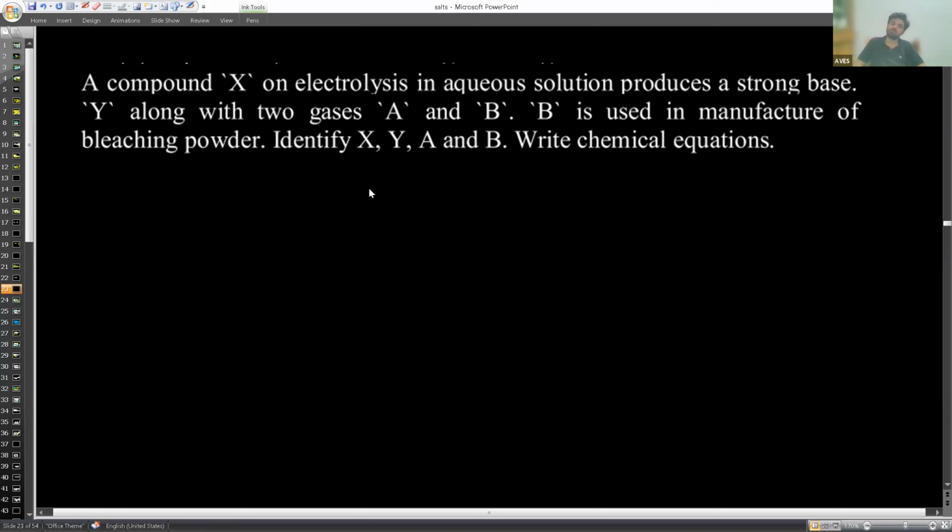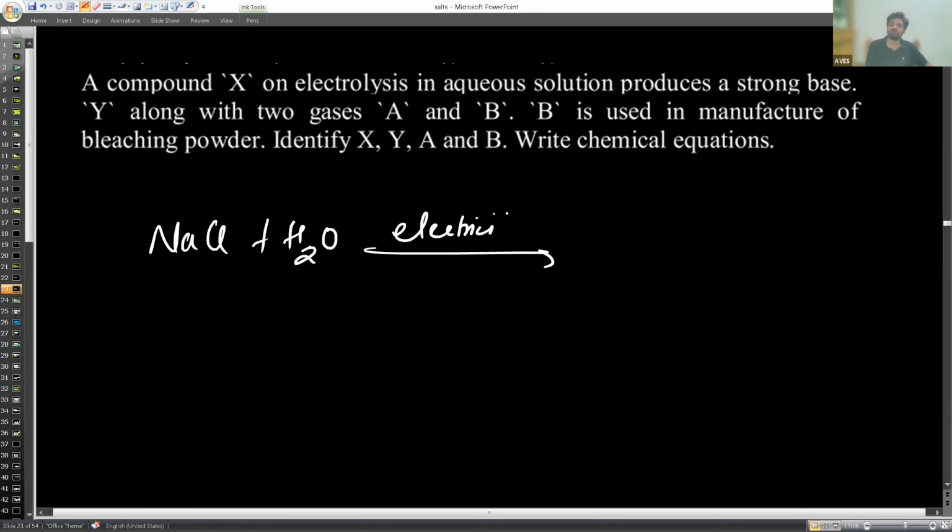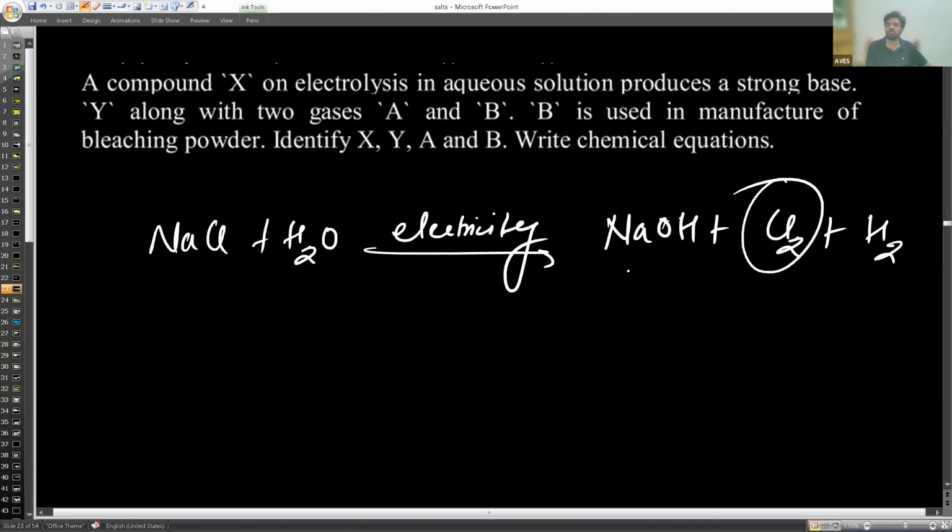Caustic soda. NaOH. Yes, sir. NaCl plus water, when you pass electricity through it, then it will give you NaOH plus chlorine gas plus hydrogen gas. What is chlorine gas? What is compound X? Tell me. What is compound X?